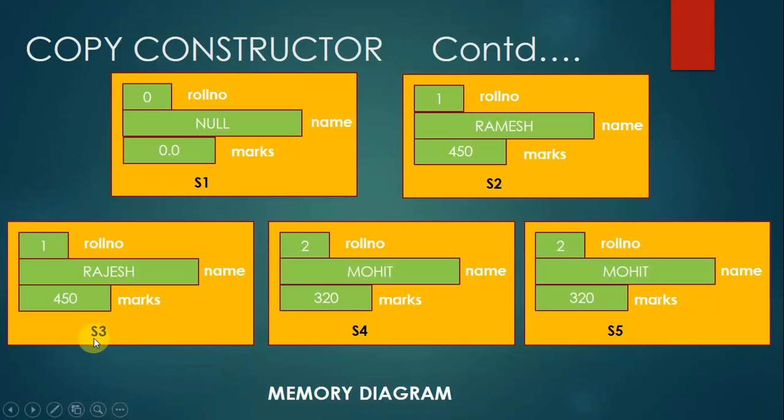You can see here, this is the object S3. Roll number has been assigned the value 1, name is assigned the value Ramesh, and marks is assigned the value 450, and it is the same as that of the object S2.